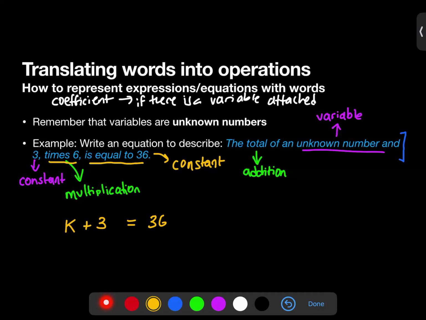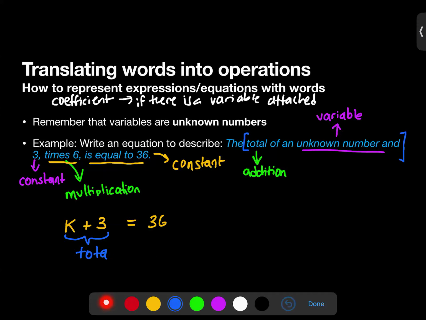So notice how the times 6 is here, right? And it comes after the total. So we're saying that the total of the unknown number and 3, so this is our total, times 6. So this means we have to apply the multiplication to everything, so the unknown number and 3 as well.